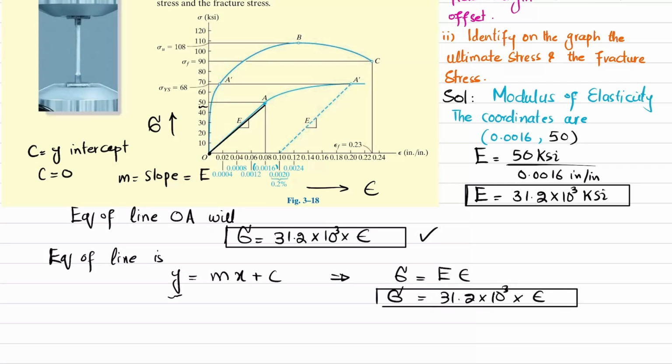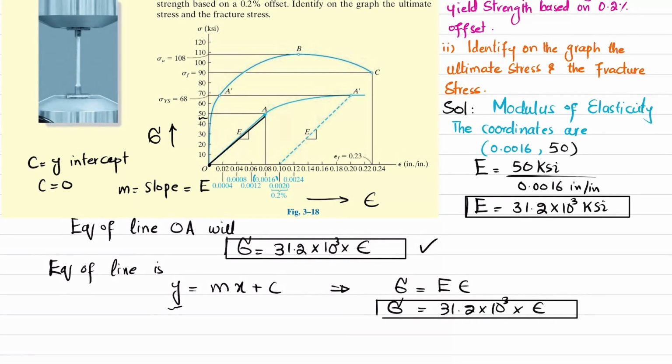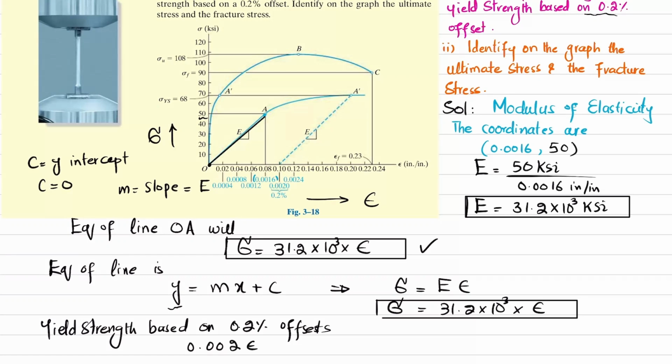Now what will be the yield strength based on 0.2% offset? Let me write it. Yield strength based on 0.2% offset. So 0.2% offset means that it is 0.002 strain. Clear? Okay, this is strain, 0.002 strain. What you can see here is that if I choose this 0.002, which is this one, this is 0.2% strain that is already given at this point.